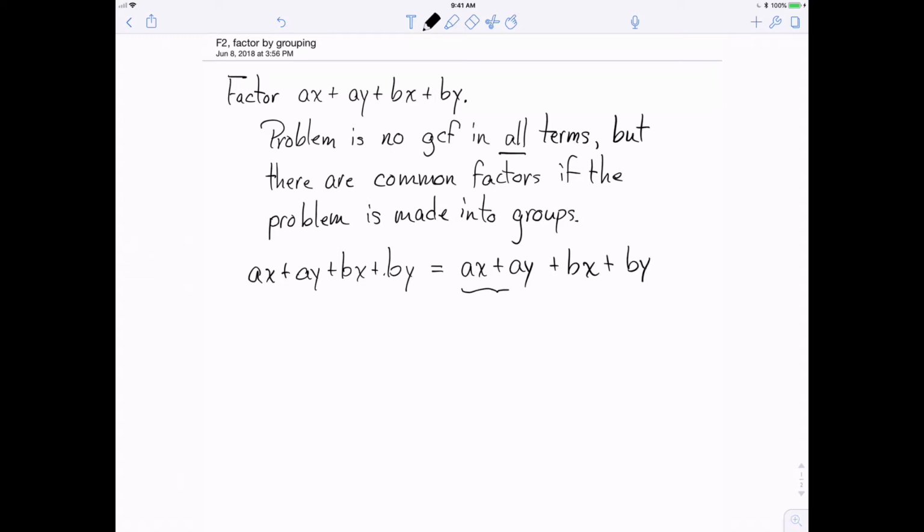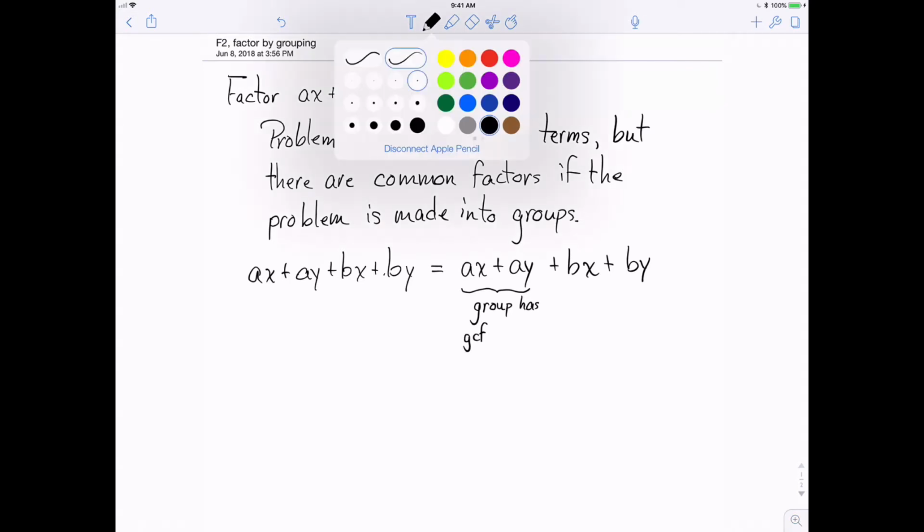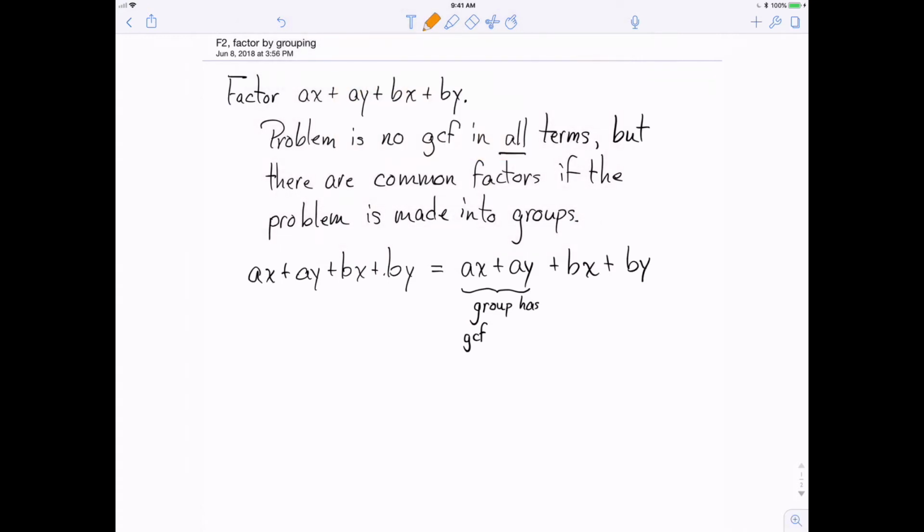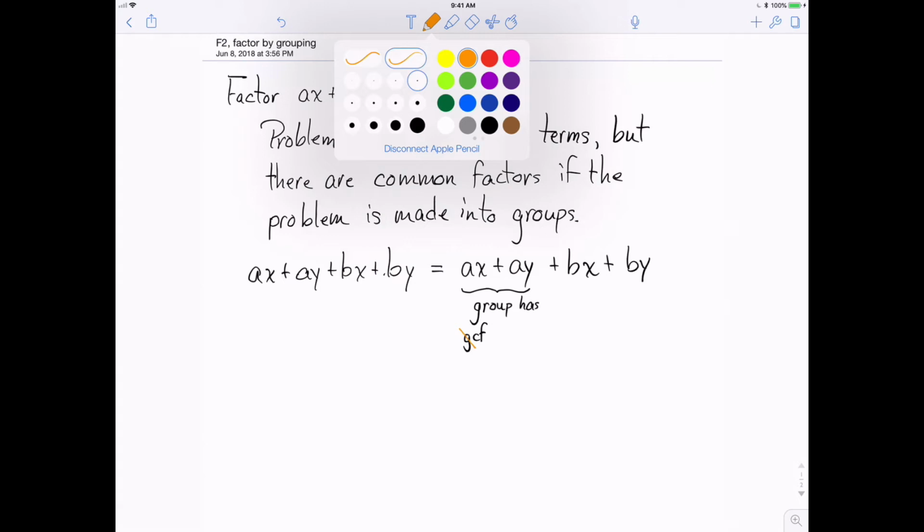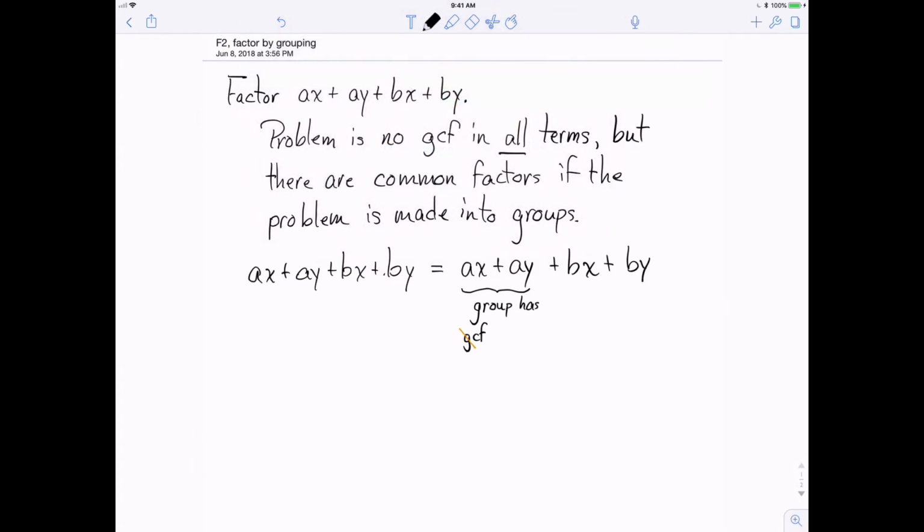But notice this. This is group 1. This group has, I'm going to write it this way, not a greatest common factor. So I'm going to be a little creative here and put a line through the G, because it's not a greatest common factor, because that would mean that it's in all terms. It's just a common factor. But it has a common factor of a.